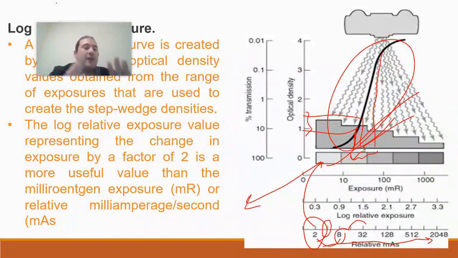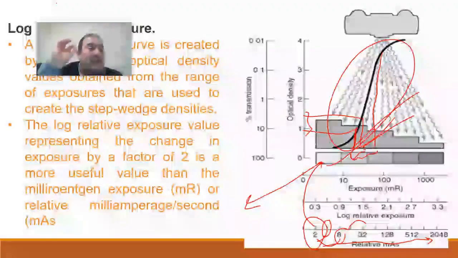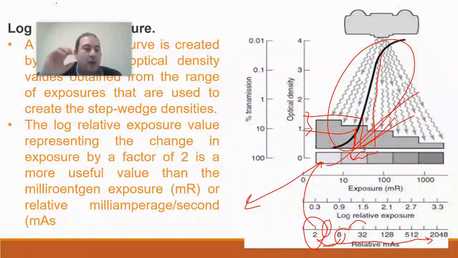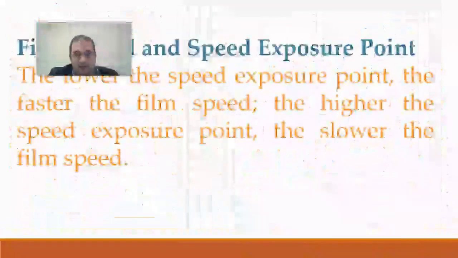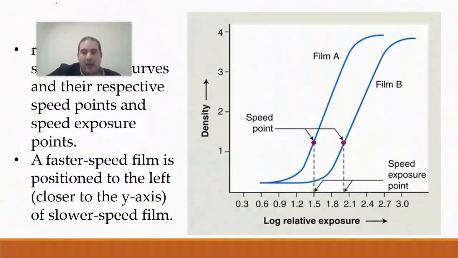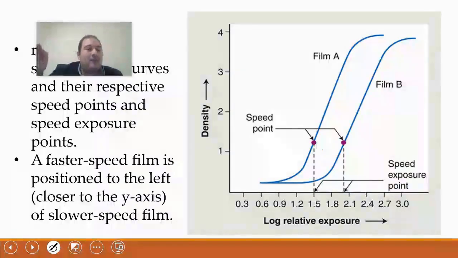The film that you have here has different types of sensitivity and speed numbers. The speed number indicates your sensitivity. The higher the speed, the more sensitive it is to radiation. As we will see, for example, you have film A and film B here. The speed point here shows that at 1.5, you get a certain optical density, while the other one requires high exposure. So, to achieve the same optical density with this film, it means you need to increase the dose on the patient, for example, to reach the same result.